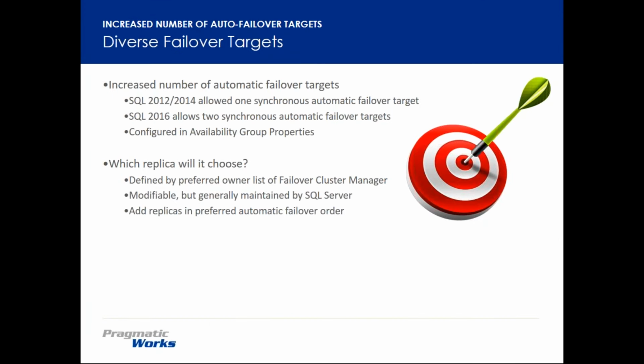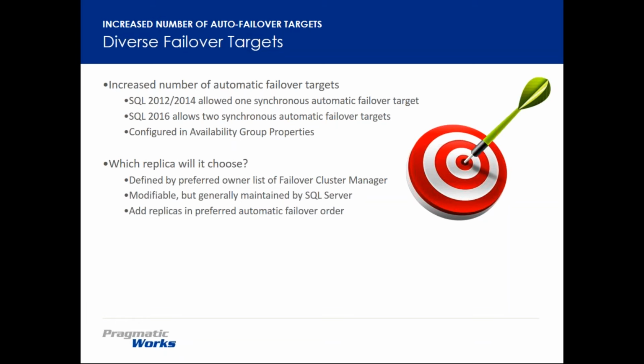Okay, so we highlighted this in the demo, but I want to talk about this a little more. We have an increased number of auto failover targets in 2016. So 2012 and 2014 only allowed one synchronous automatic failover target. So like I said, if you were used to dealing with clusters, it was probably very comfortable for you. I definitely have talked to customers who would refer to the primary and the replica as active-passive, using that old cluster terminology, which is not what Microsoft wanted us to call it, but if you came from a failover cluster background, it's just a natural thing to fit into.